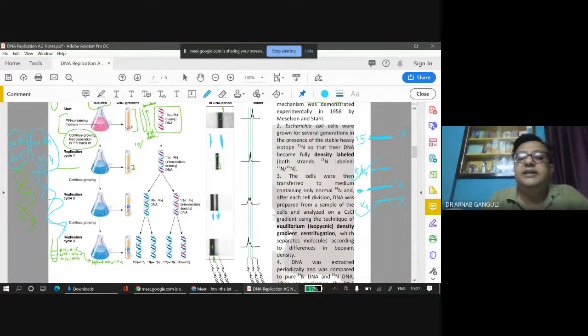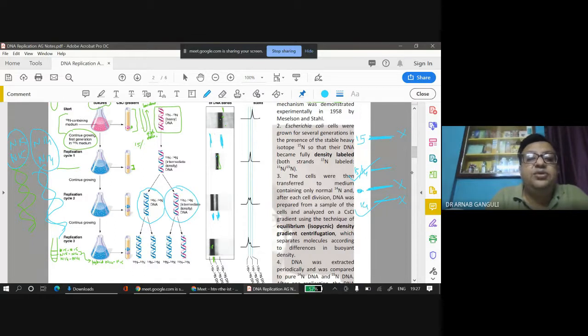and this band. This is only possible if it is semi conservative, because this would mean that one strand has completely become N14 and one strand is still a hybrid.